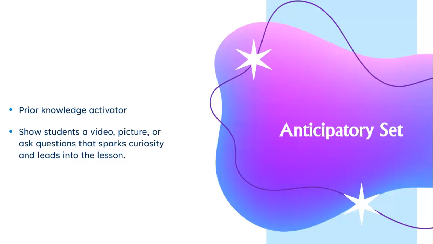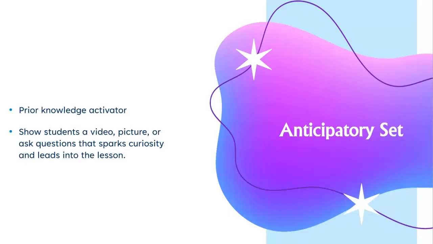Anticipatory set is our prior knowledge activator. Show students a video, a picture, or simply ask questions to spark their curiosity. This way you can use this as a hook to begin your lesson. The easiest way to do this would be to show your students a KWL chart, which is a know, want to know, and learned chart.